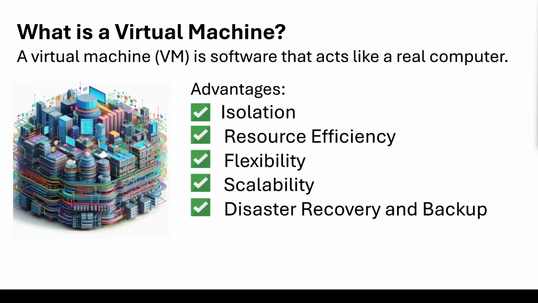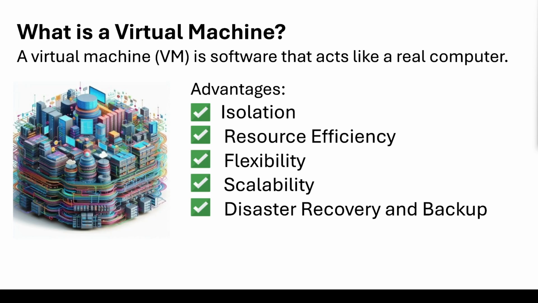Have you ever wondered how you can run multiple operating systems on a single computer at the same time? The answer lies in something called a virtual machine, or VM for short. A virtual machine is like having multiple computers inside one physical machine. A virtual machine acts like a real computer with its own operating system and applications.